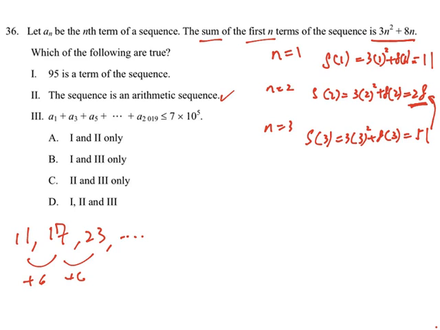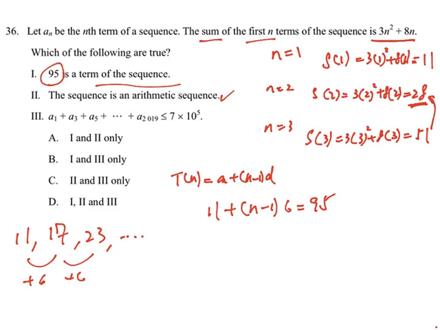And then we'll see whether 95 is a term of the sequence. We can see like this. We'll use Tn because this is an arithmetic sequence: a plus n minus 1 times d. The first term we know is 11, plus, we don't know how many terms, n minus 1, difference is 6, is equal to 95. So 95 minus 11 is 84, divided by 6, equals n minus 1. So n is equal to 15. That means it is an integer, so that means it is a term of the sequence. So 1 is also correct. 1 and 2 are correct. Let's see number 3.